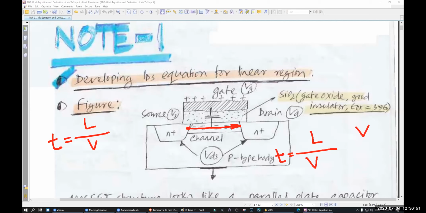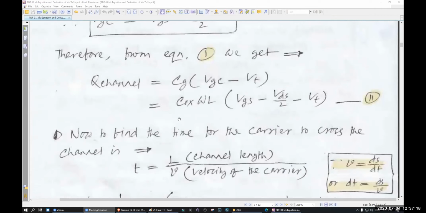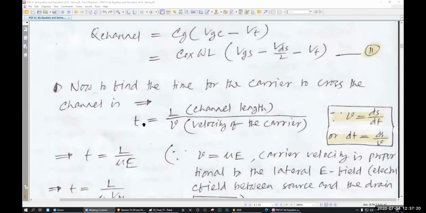By the word car, I mean electron. How much time does an electron need to go from here to here? That is the time, because electron causes the charge, right? So how much time an electron needs from this point to this point is T. And how to find that? L divided by V. Understood? So your T is equal to L divided by V. L is the channel length, V is the velocity of the carrier.